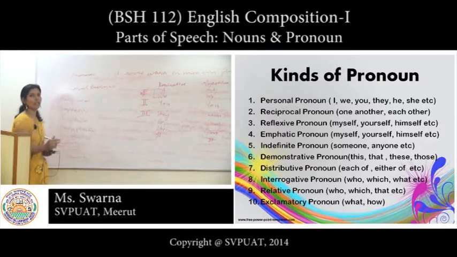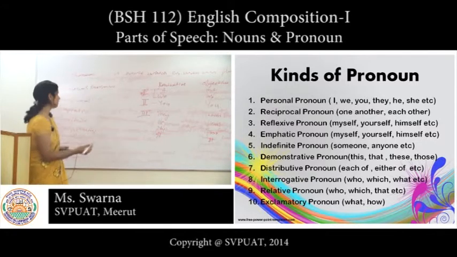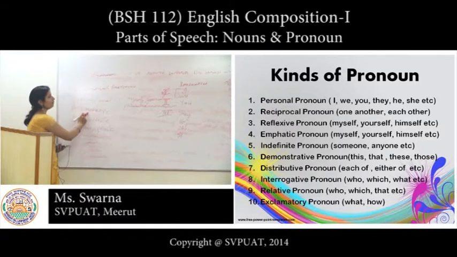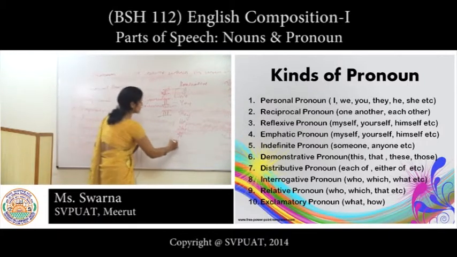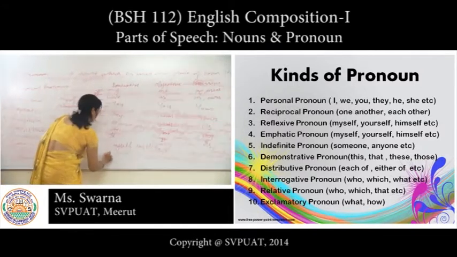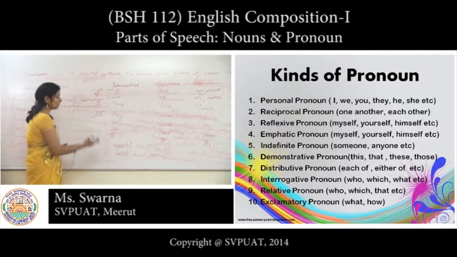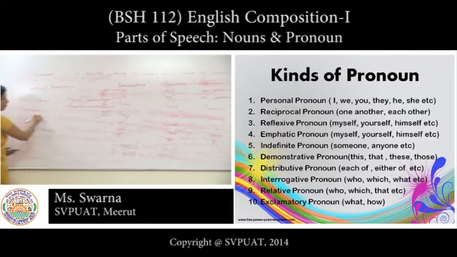Then emphatic pronoun. We sometimes use the words myself, ourselves, yourselves and themselves. These words are used in emphatic pronoun. If we use these words at the position of subject, then these words are emphatic pronoun. Like in these sentences, you can see this difference: I myself will do it, and I will do it myself. So in the first sentence, we use myself with the subject, I myself. Then this one is emphatic pronoun.